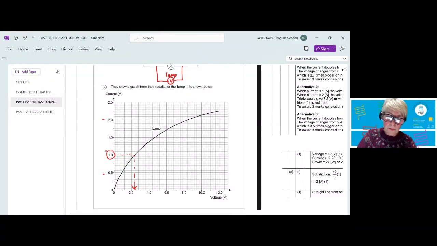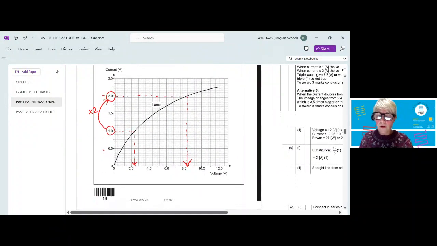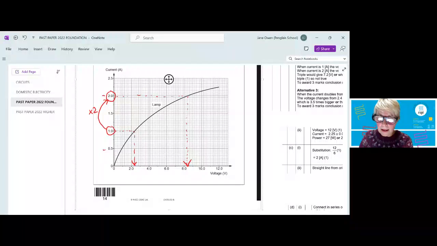And then double the current to 2 amps to see what will happen to your voltage value if you double the current. So it's a good idea to draw it on the graph. You can alternatively take your pairs of data and put it onto your answer, but let's just see what it is and let's compare them.